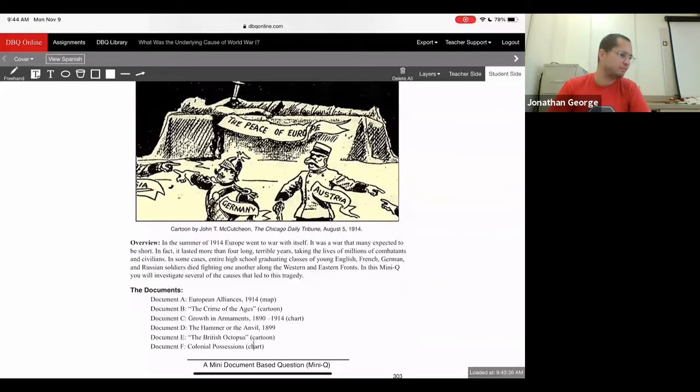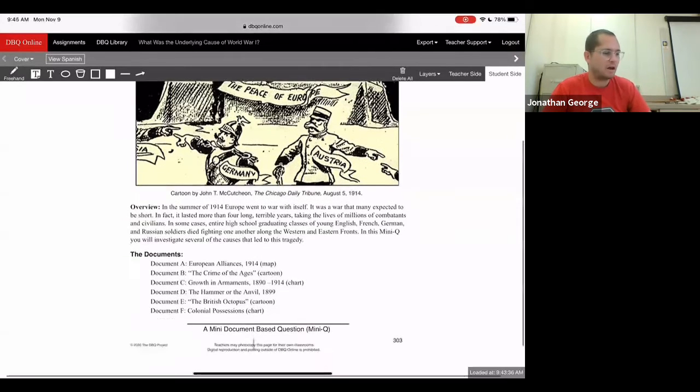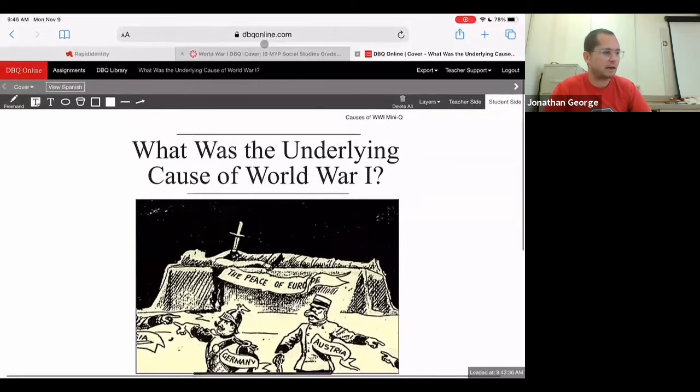Read the overview and then the documents, okay? So the overview. In the summer of 1914, Europe went to war with itself. It was a war that many expected to be short. In fact, it lasted more than 4 long, terrible years, taking the lives of millions of combatants and civilians. In some cases, entire high school graduating classes of young English, French, German, and Russian soldiers died fighting one another along the western and eastern fronts. In this mini Q, you will investigate several of the causes that led to this tragedy. In the documents, you get documents A, B, C, D, E, and F. Okay. That's the first step, just reading it through one time.